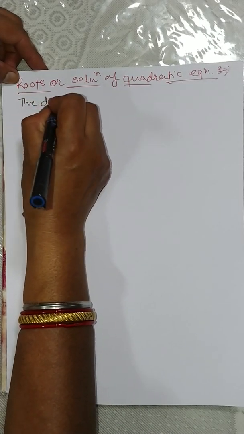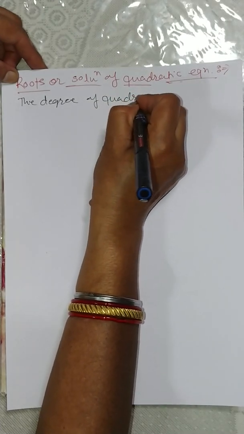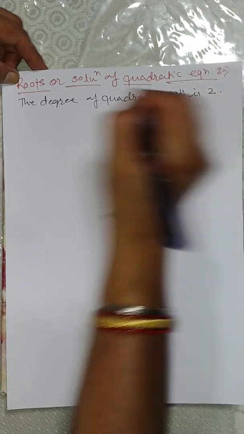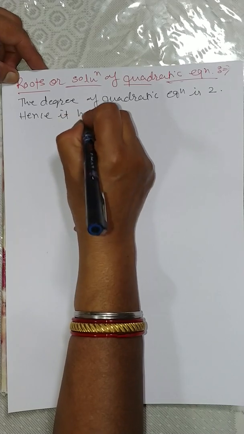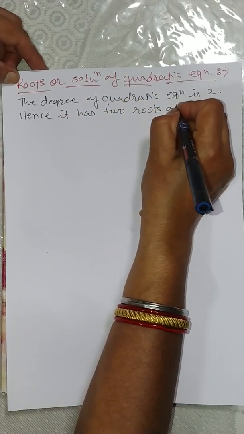The degree of quadratic equation is 2, hence it has 2 roots or solutions.